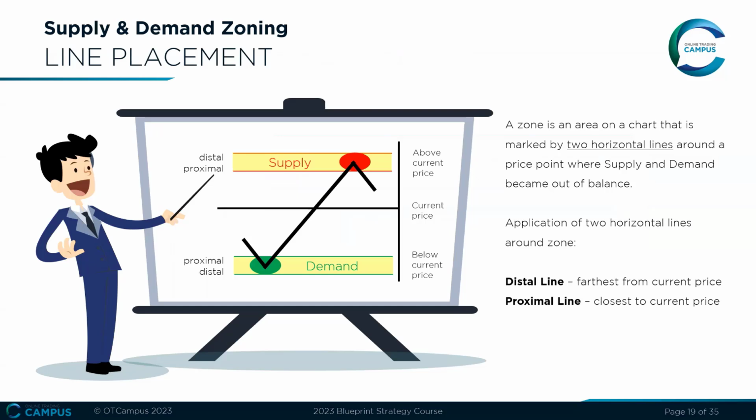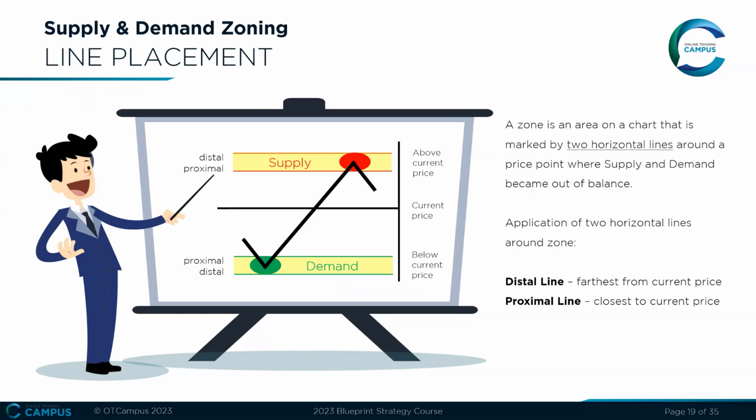What we then do is we draw horizontal lines around the base, and we will extend those horizontal lines to the right of the chart because they need to be consistently visible for us as price comes back. We want to act upon those supply and demand zones. Now, there'll be certain names for those lines.